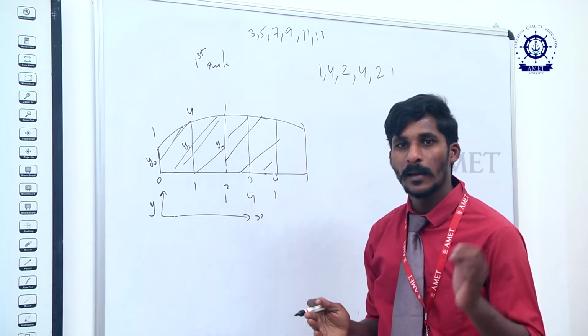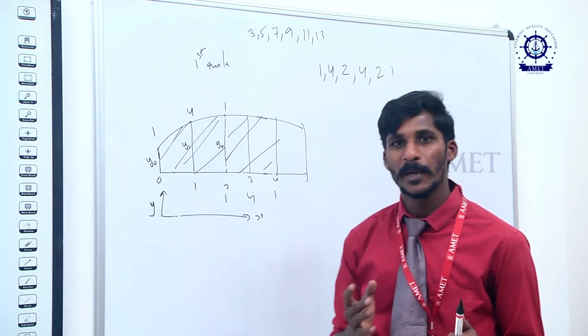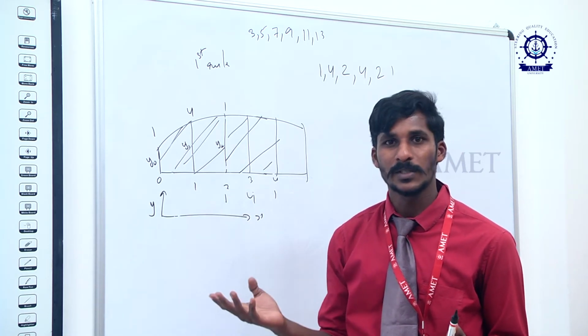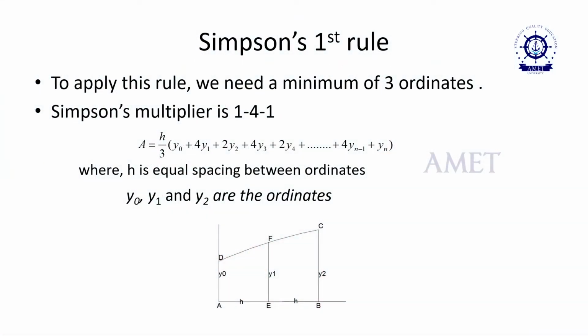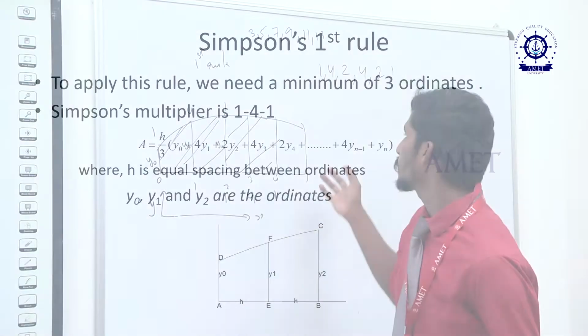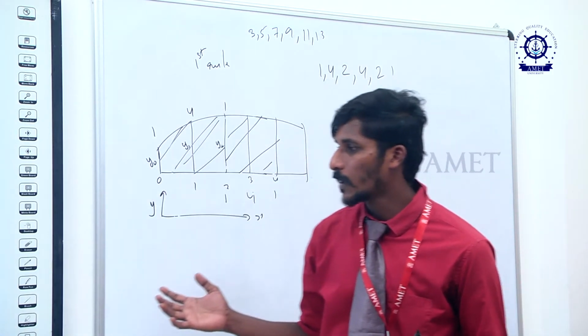So to apply the first rule, you require a minimum of 3 ordinates, and to continue to the next ordinates, you require 5, 7, an odd number of ordinates, to utilize Simpson's first rule. To apply that equation, we can use a tabular column, which we will see in the next slide.